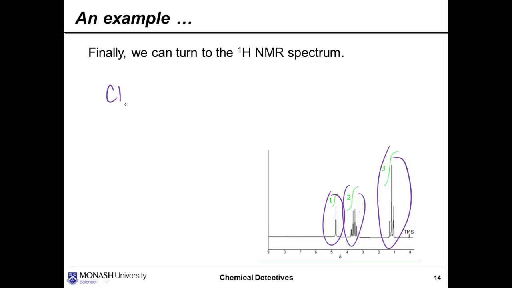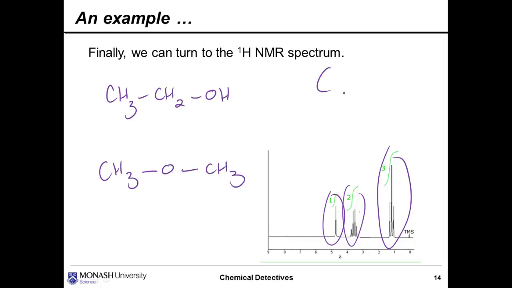We think the molecule is ethanol. It could have been an ether. It could have been this guy here. It's got the same molecular formula of C2H6O. But we think it's ethanol. We got a clue from the infrared spectrum, so let's test it.